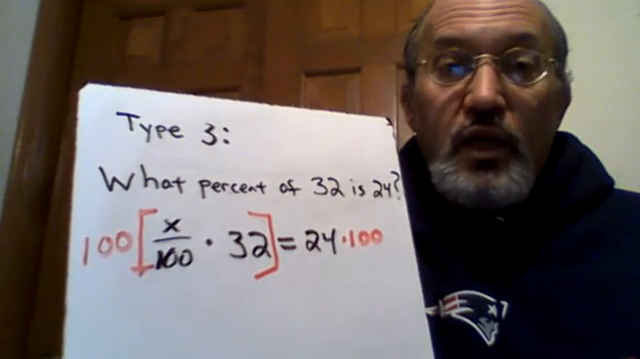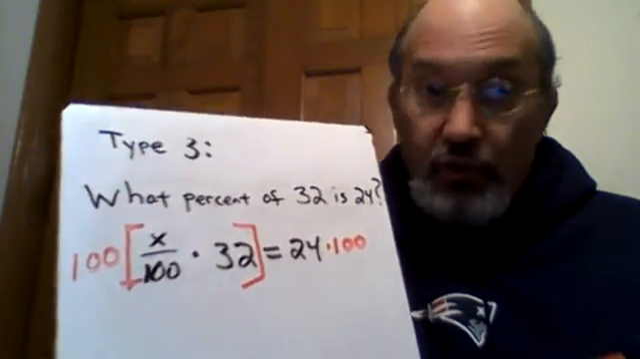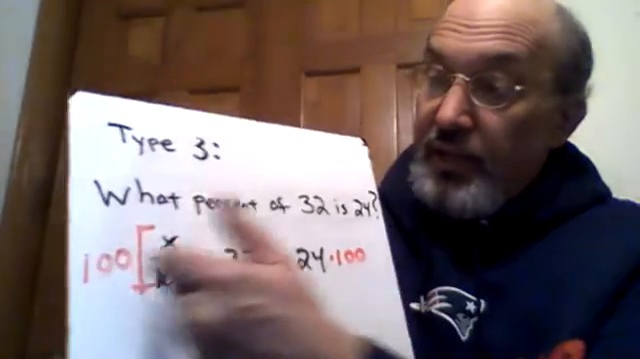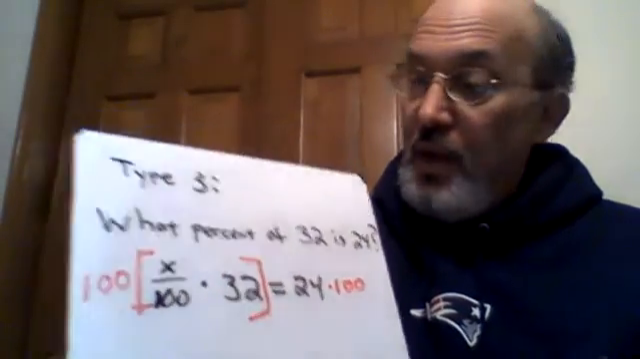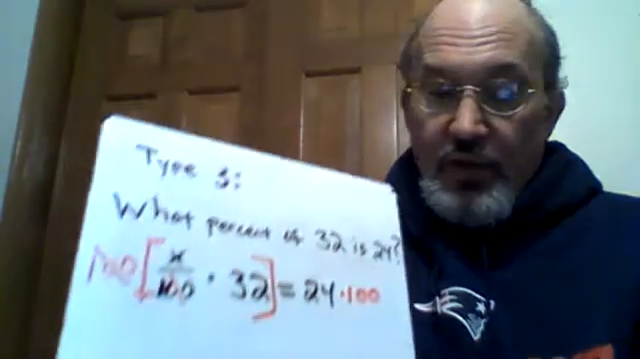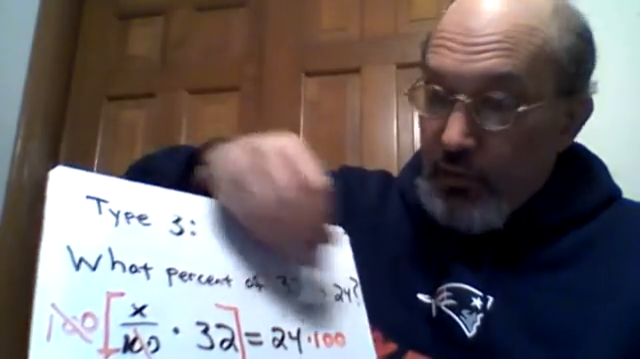When you're working with math, try to take charge of the problem. Of course, you can only do things that are mathematically correct, but we can always multiply each side of an equation by the same number. These hundreds will cancel, leaving us with X times 32 equals 2400. Let me write that as we normally do. 32x equals 2400.